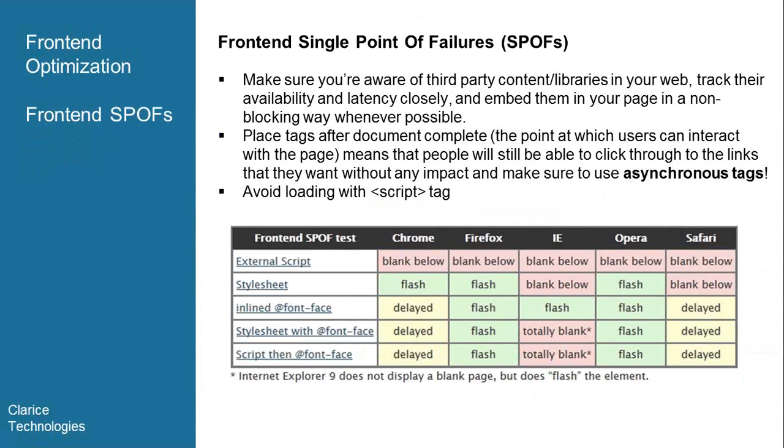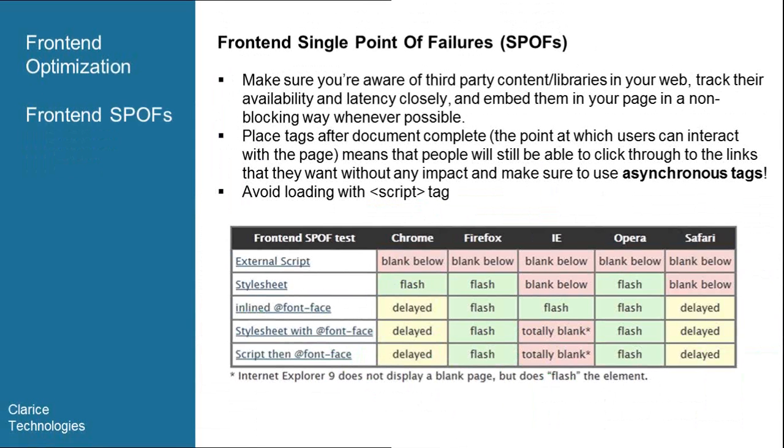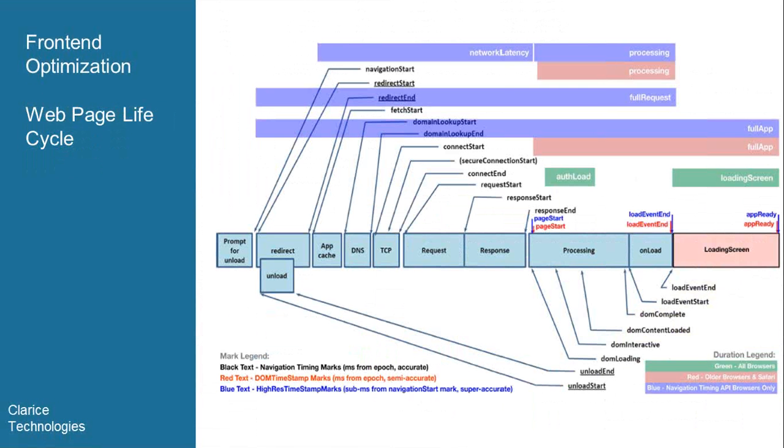The same goes for styles and fonts. You will often see that on many pages the font takes longer than expected because fonts are downloaded asynchronously or later than the page content. When it comes to front-end optimization, it's really essential to understand the web page lifecycle and how a page is loaded. There are various aspects like app cache, DNS, and HTTP request and response processing. This diagram illustrates that.